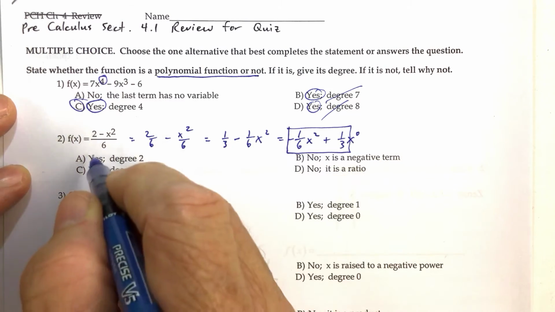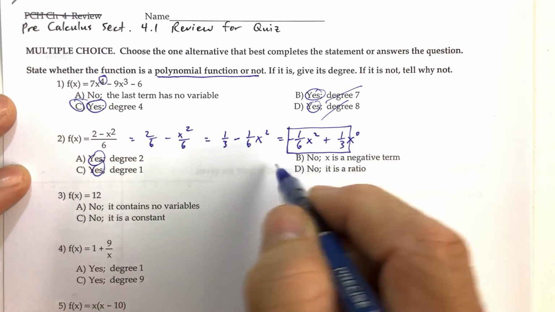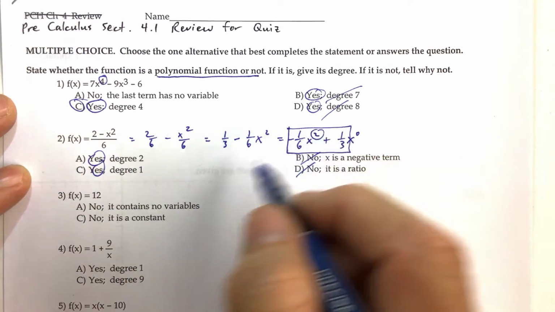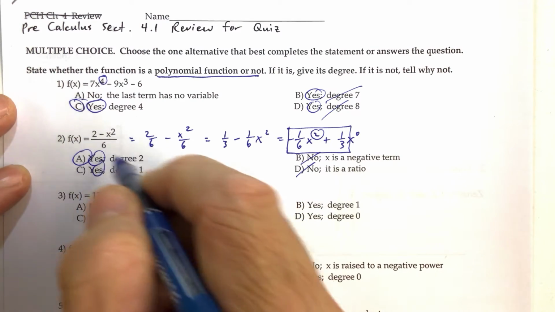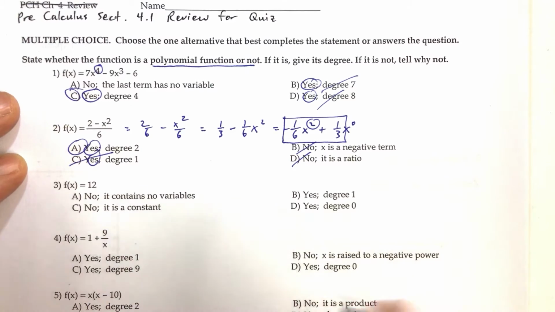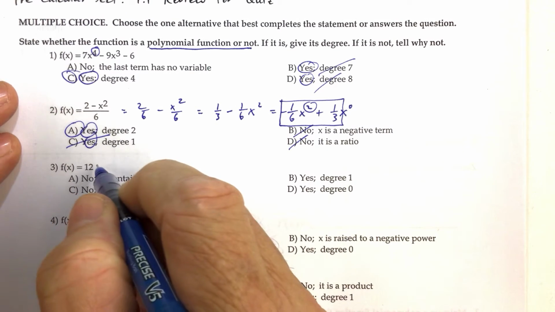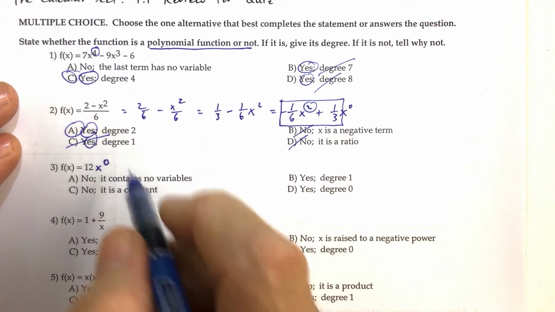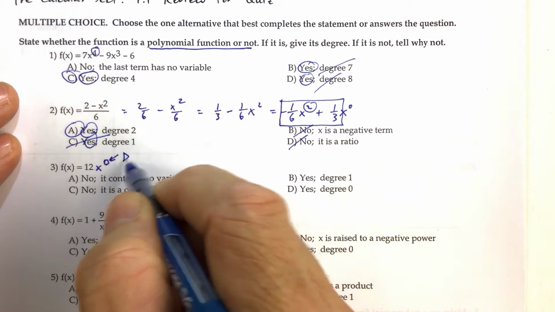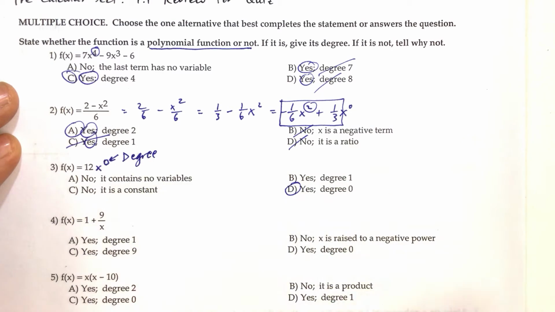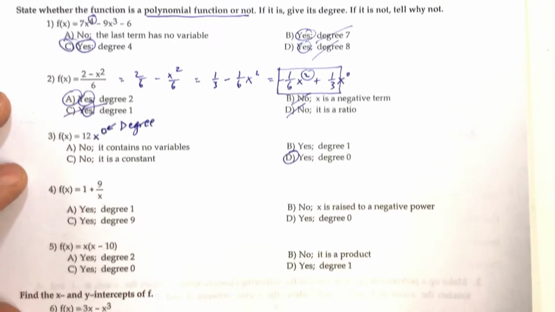So yes, it's a polynomial, so it can't be b or d. What degree is it? Well, it's the highest power when it's in standard form, so it's degree 2, not degree 1. And then number 3, this function can be written as a real number times x to a whole number power. That whole number is the degree, so yes, degree 0, D for number 3.